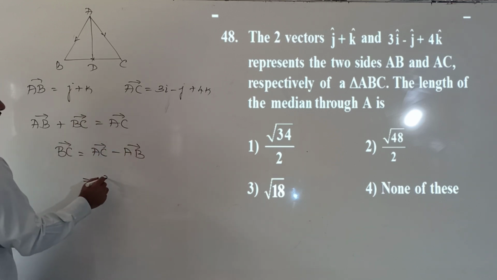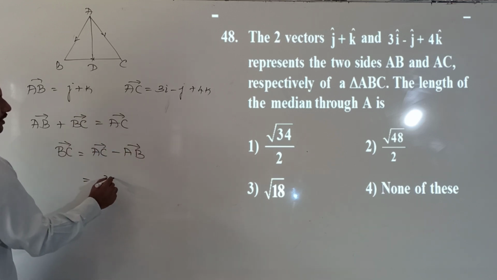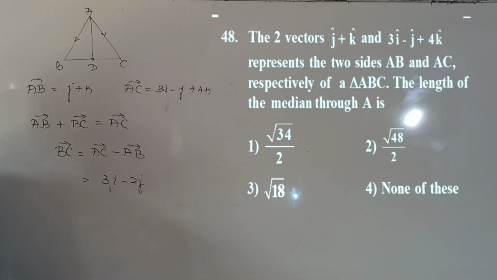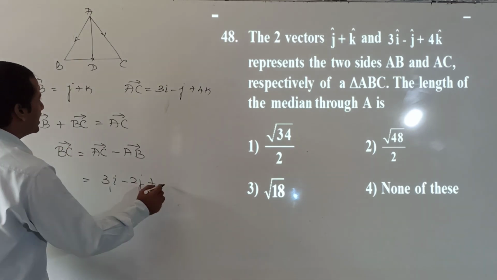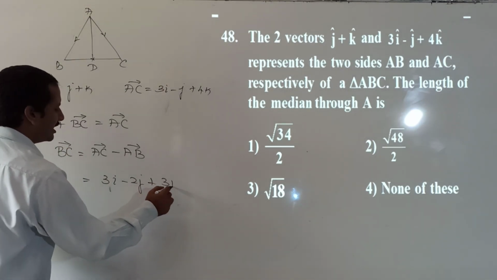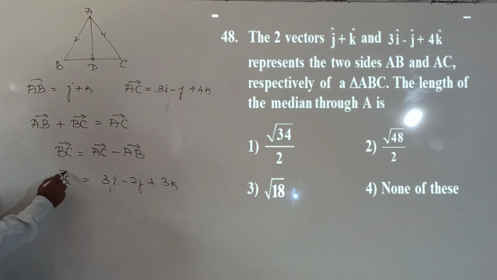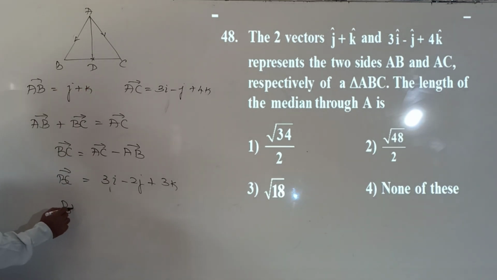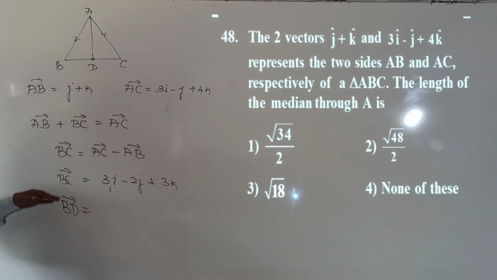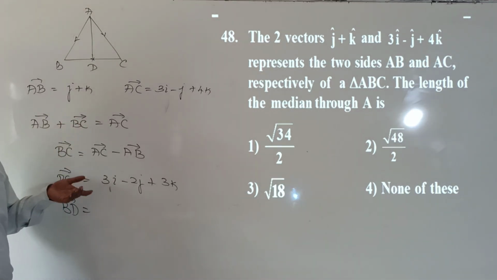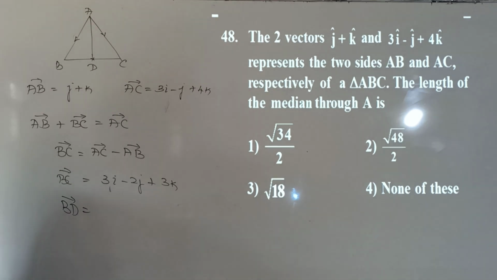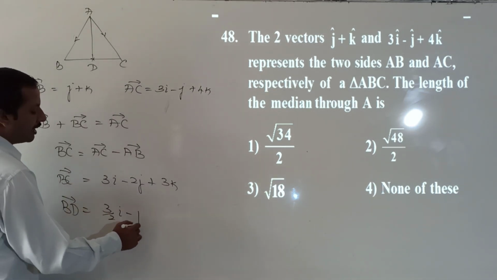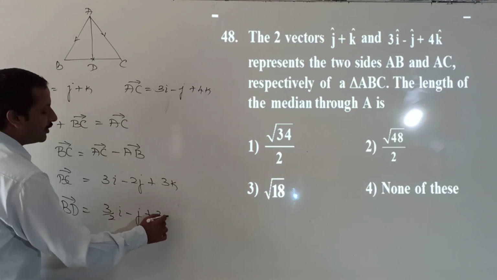Subtract these two, we get 3i minus j minus j, that is minus 2j, plus 4k minus k. 4k minus k is 3k. This is BC bar. D is the midpoint of BC, therefore the direction of BD bar is the same as the direction of BC bar, but the length will be half of that of BC. So divide this by 2. So you get 3 by 2 i minus j plus 3 by 2 k.